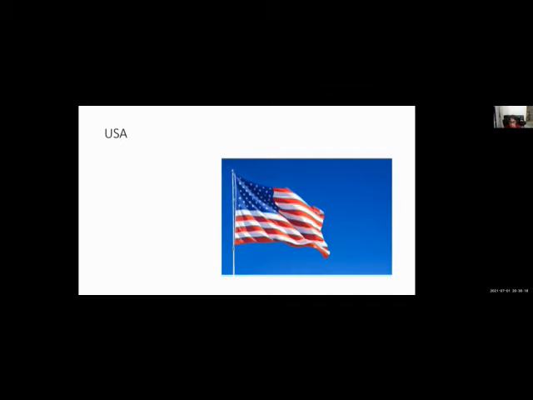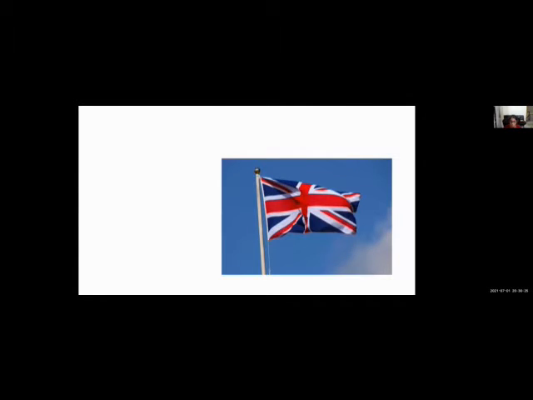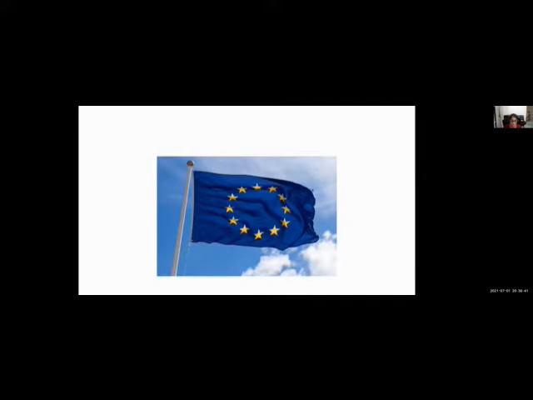I'll make it a little more difficult now. Japan. Okay, good. This one. United Kingdom. This one. China. Very good. These are our symbols of this one. Europe. That's right. You're correct. It is a flag of the European Union.